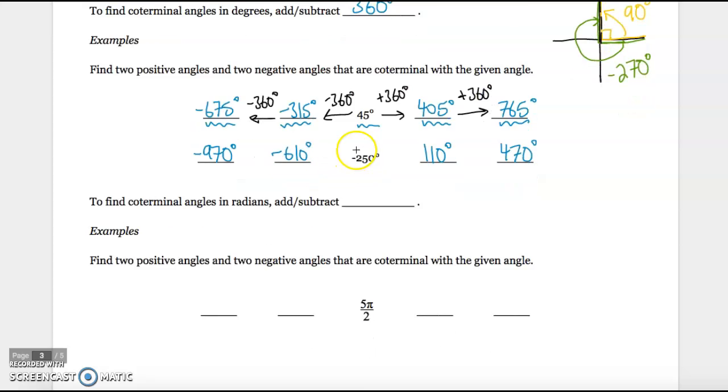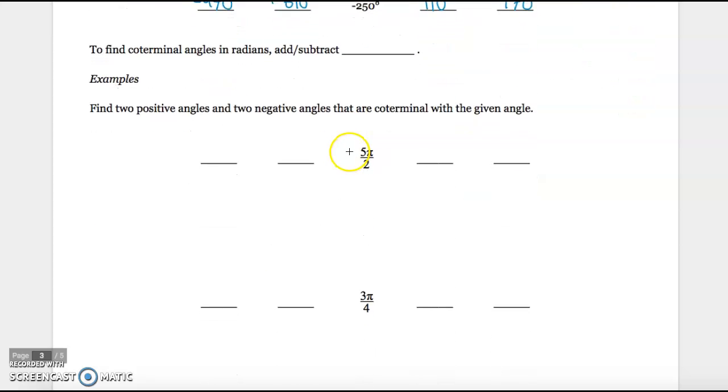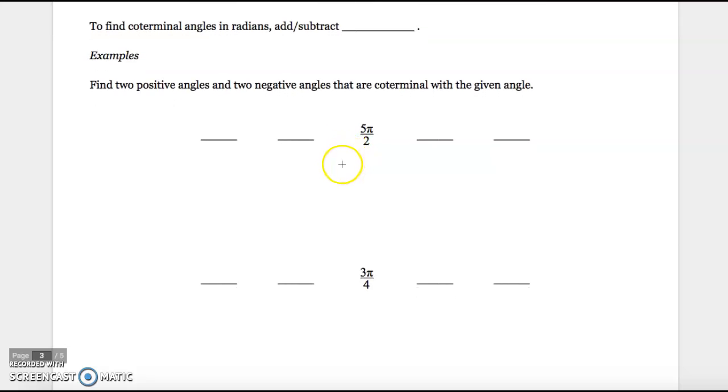It does get a little trickier with radians, but that's only because it's been a while since we did 5th grade math, and you'll see what I mean in a second. So to find coterminal angles, we know that we have to add or subtract a full circle. Now in radians, a full circle is the angle measurement 2 pi. And so we're going to start adding and subtracting 2 pi to my given radian measurements, okay? So we'll start off with 5 pi over 2, and I want to add 2 pi to it.